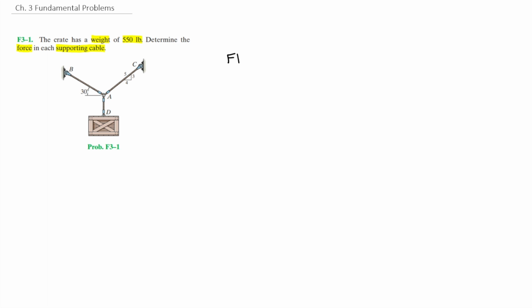Now the first thing we want to do in this problem is to draw our free body diagram of the system. Since these are cables, we're going to simply have tension forces. In our free body diagram, we represent the forces as vectors. Here we have the two forces produced by cables AB and AC. Since weight is a force, we need to account for the weight of the box in the last cable AD, and that is 550 pounds.